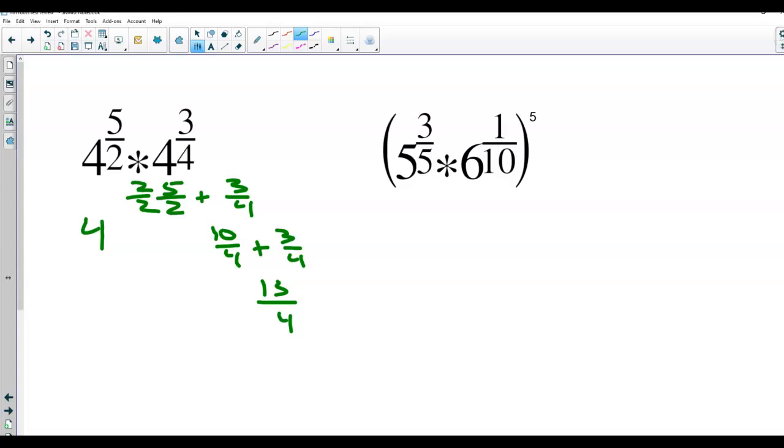You're going to get answers that you're probably not going to be able to work out. That's okay. You just leave them as a base raised to an exponent.